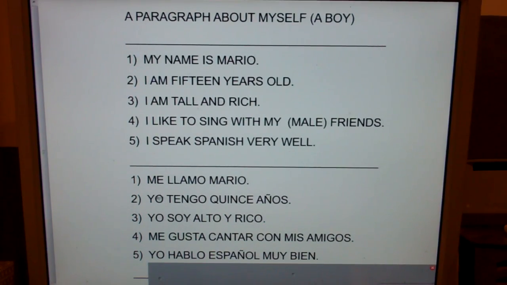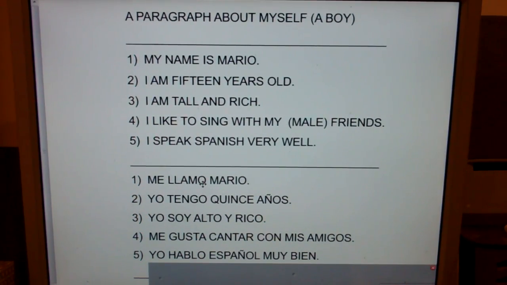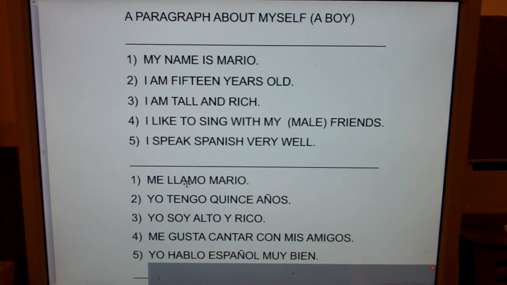All right, number 1, me llamo Mario. This literally means I call myself Mario. So if his name were Roberto, he'd say me llamo Roberto. Or if his name were Miguel, he'd say me llamo Miguel. So me llamo literally means I call myself.